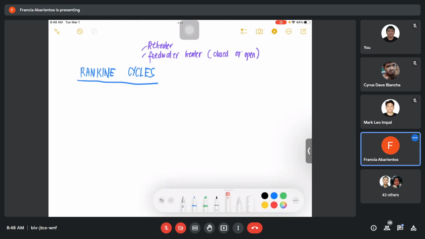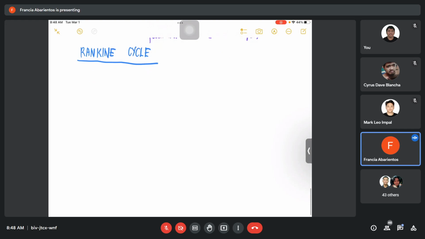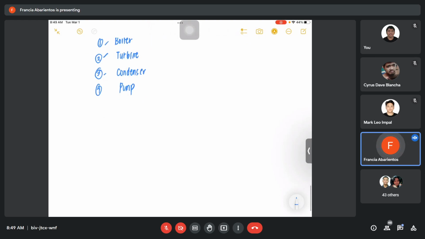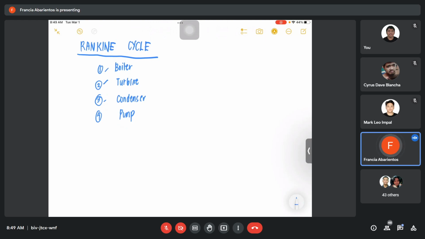Okay, we have the Rankine cycle. In a Rankine cycle, class, sabi ko nga, ang basic components niya, we have the boiler, that is the first, the second is the turbine, pangatlo is yung condenser natin. Ang condenser, class, is a heat exchanger, as well as yung pump natin. So, cycle siya. You draw the schematic diagram natin of a Rankine cycle.